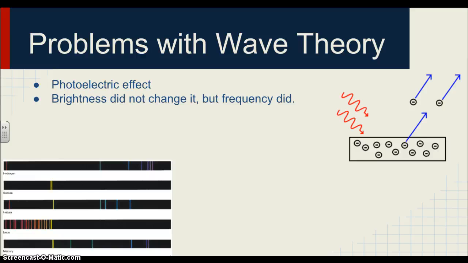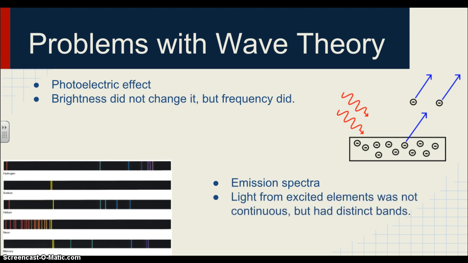Another experiment was involving emission spectra. We talked about this a little bit in class. Certain elements, or all elements really, when you put energy into them, are going to release light. And if you take that light and break it up with a prism, it's going to break up into distinct bands. Hydrogen, sodium, helium, neon, mercury. These characteristic bands will help you to identify what element it is. The wave nature of light couldn't explain that either, because it wasn't continuous. There were very distinct bands. So what was going on?